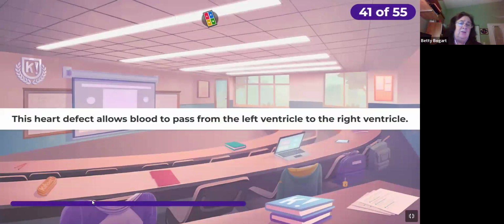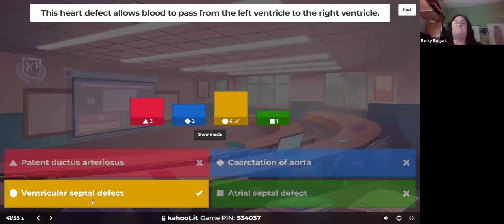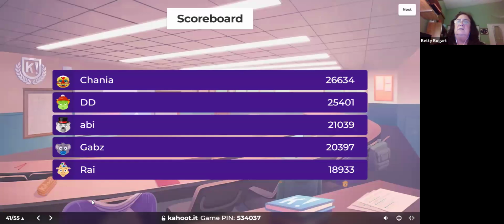This heart defect allows blood to pass from the left ventricle to the right ventricle. How can blood go from the left to the right ventricle? Because the septum between the right and left ventricle has a hole, a ventricular septal defect. And then what happens if it's between the atriums, the right and left atrium? It's an atrial septal defect.